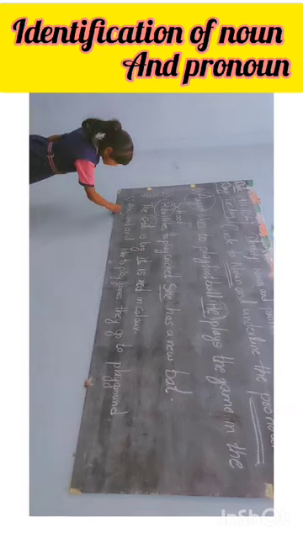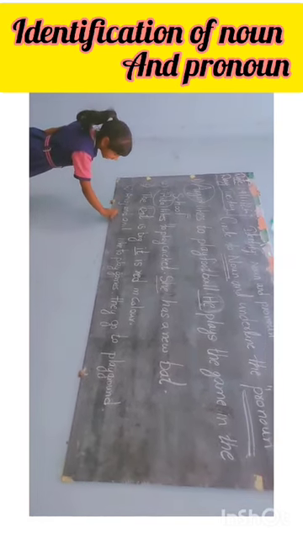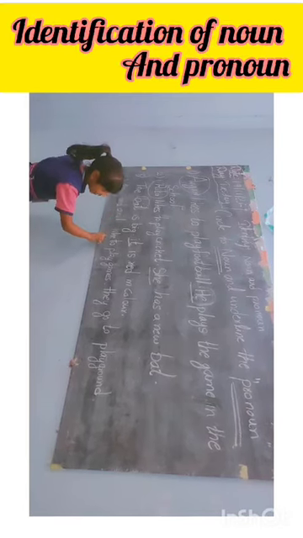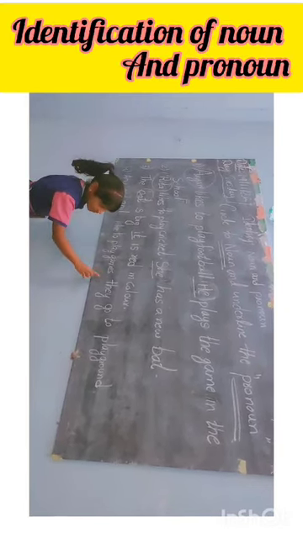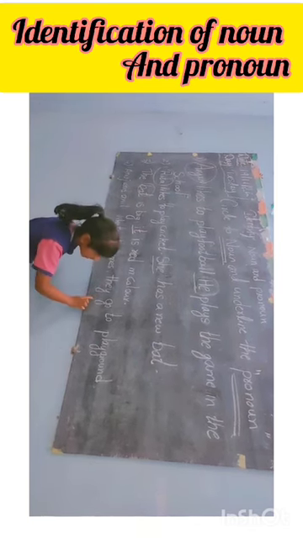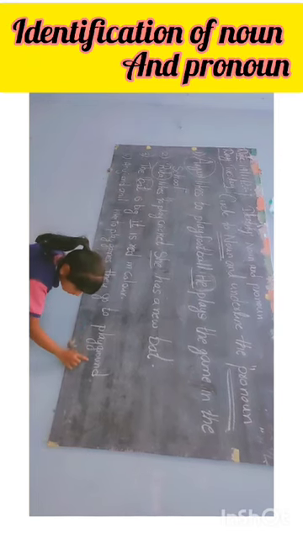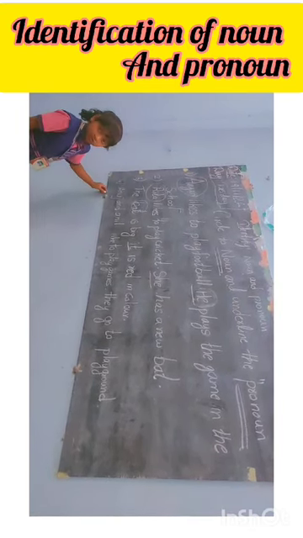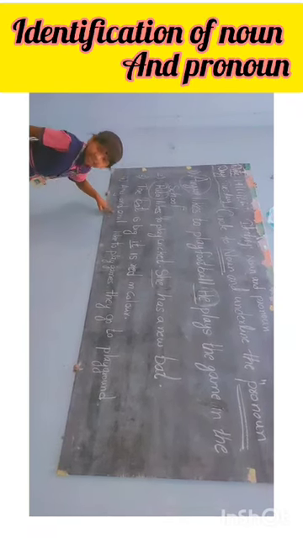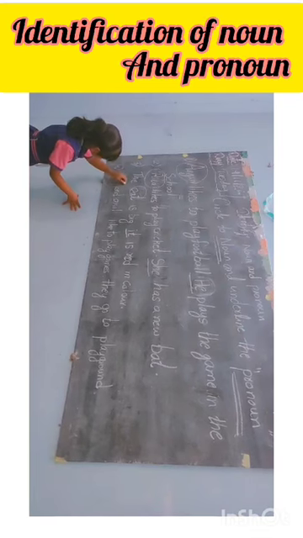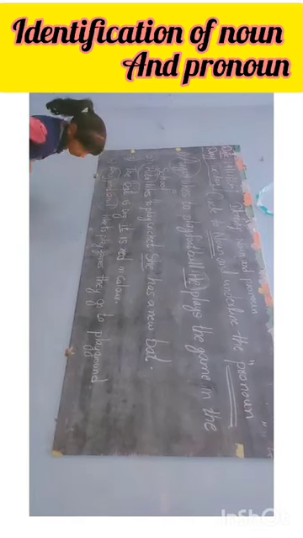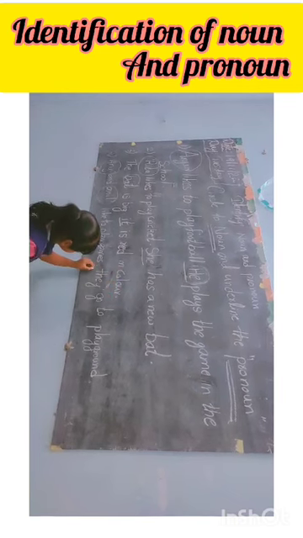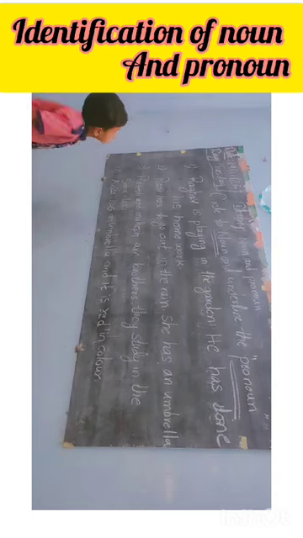Read the sentence. Loudly. Anil. A-N-I-L. Anil. They go to play ground. Very good. Identify the noun. Anil. Circle that. And which is pronoun? They. Very good. Underline it, beta. Very good.